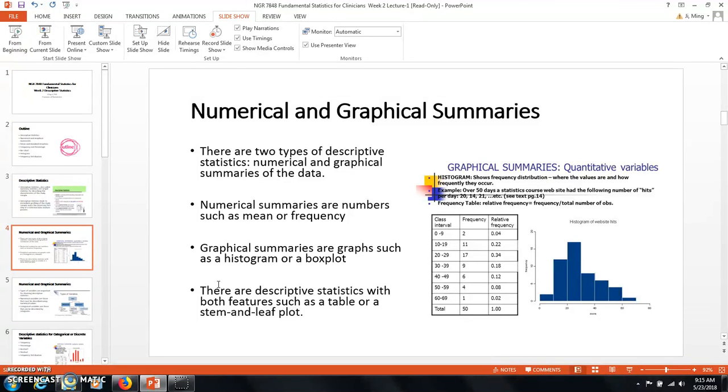There are two types of descriptive statistics, numerical and graphical summaries. For example, numerical summaries include the mean or frequency, and graphical summaries include, for example, a histogram or a boxplot. And of course, there are some descriptive statistics that have both features, for example, a stem and leaf plot, which lets you visualize the numerical values and the shape of the distribution.